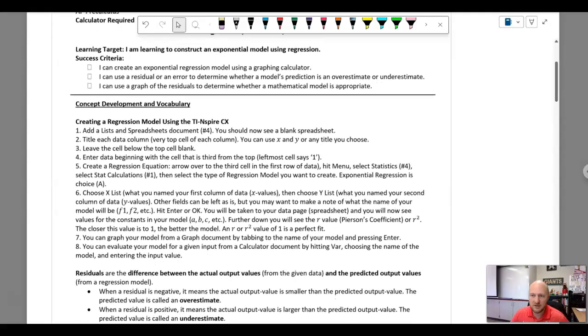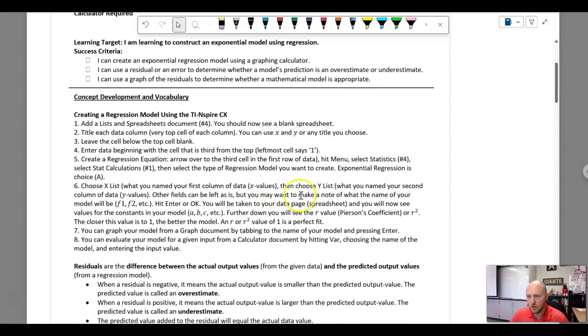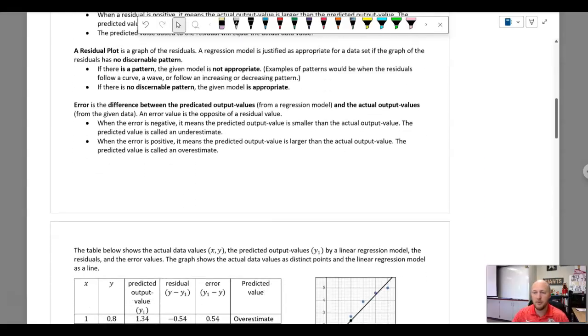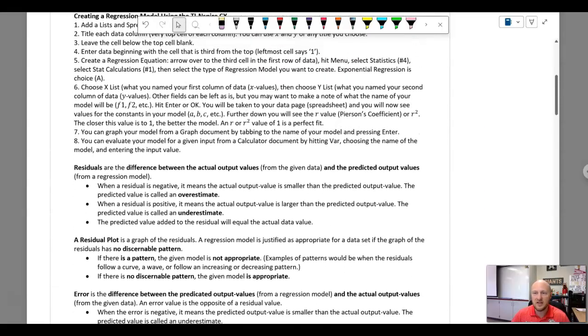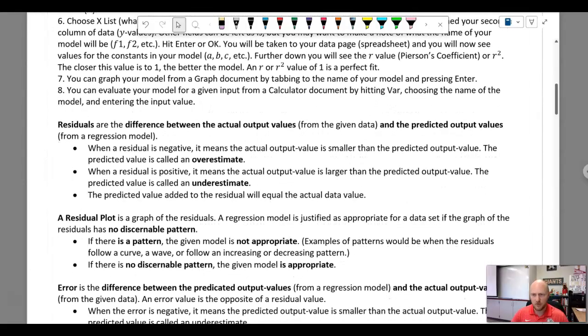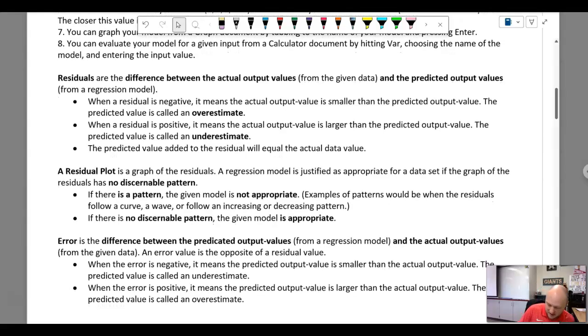If you like using TI Inspire, here are the notes on how to create a regression. All the processes for regressions are the same, except you just choose which type of regression you want. We're focusing on exponential regressions in this lesson, okay? I do want to go ahead and talk about these vocabulary words as well, residuals. So this is an important topic in this lesson.